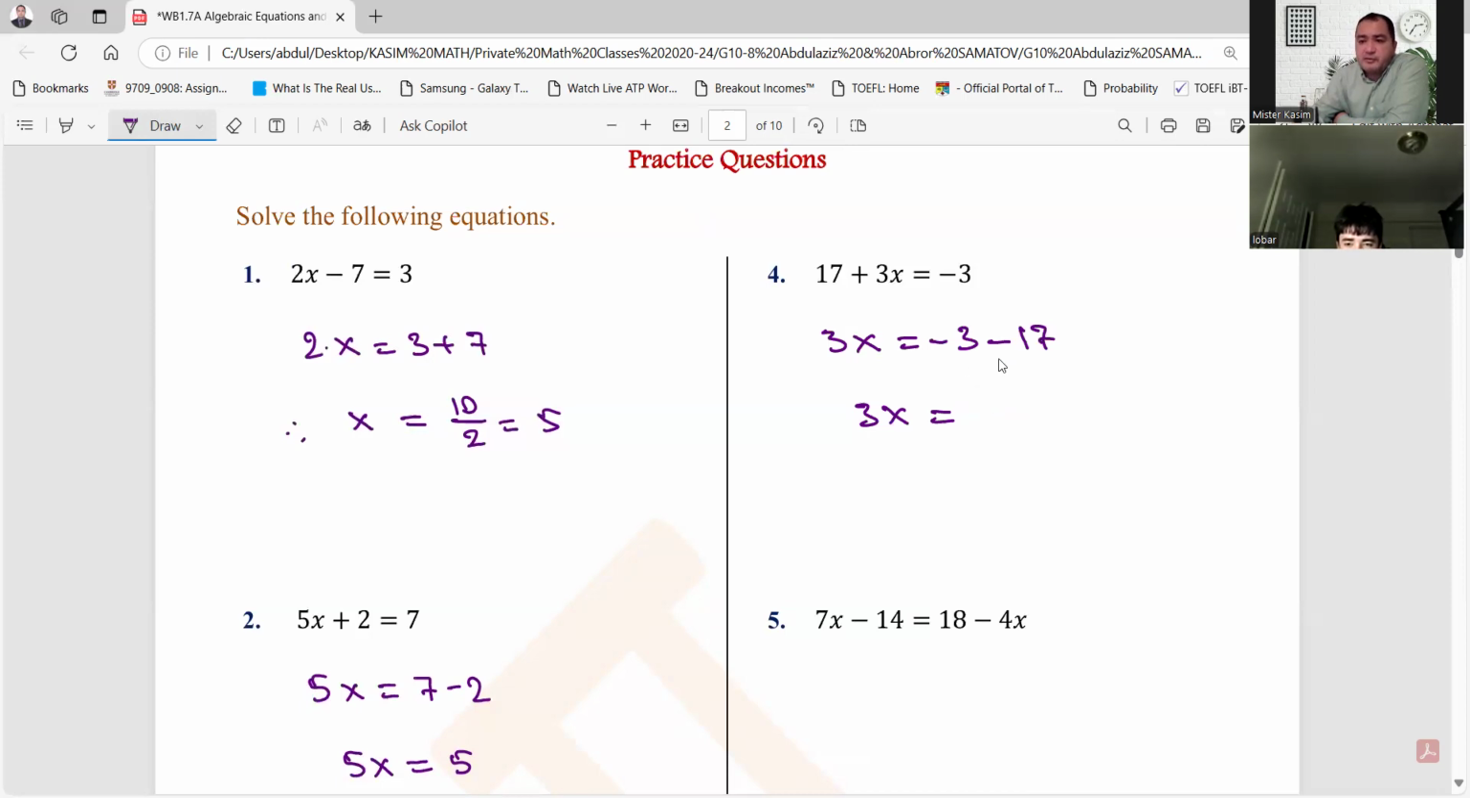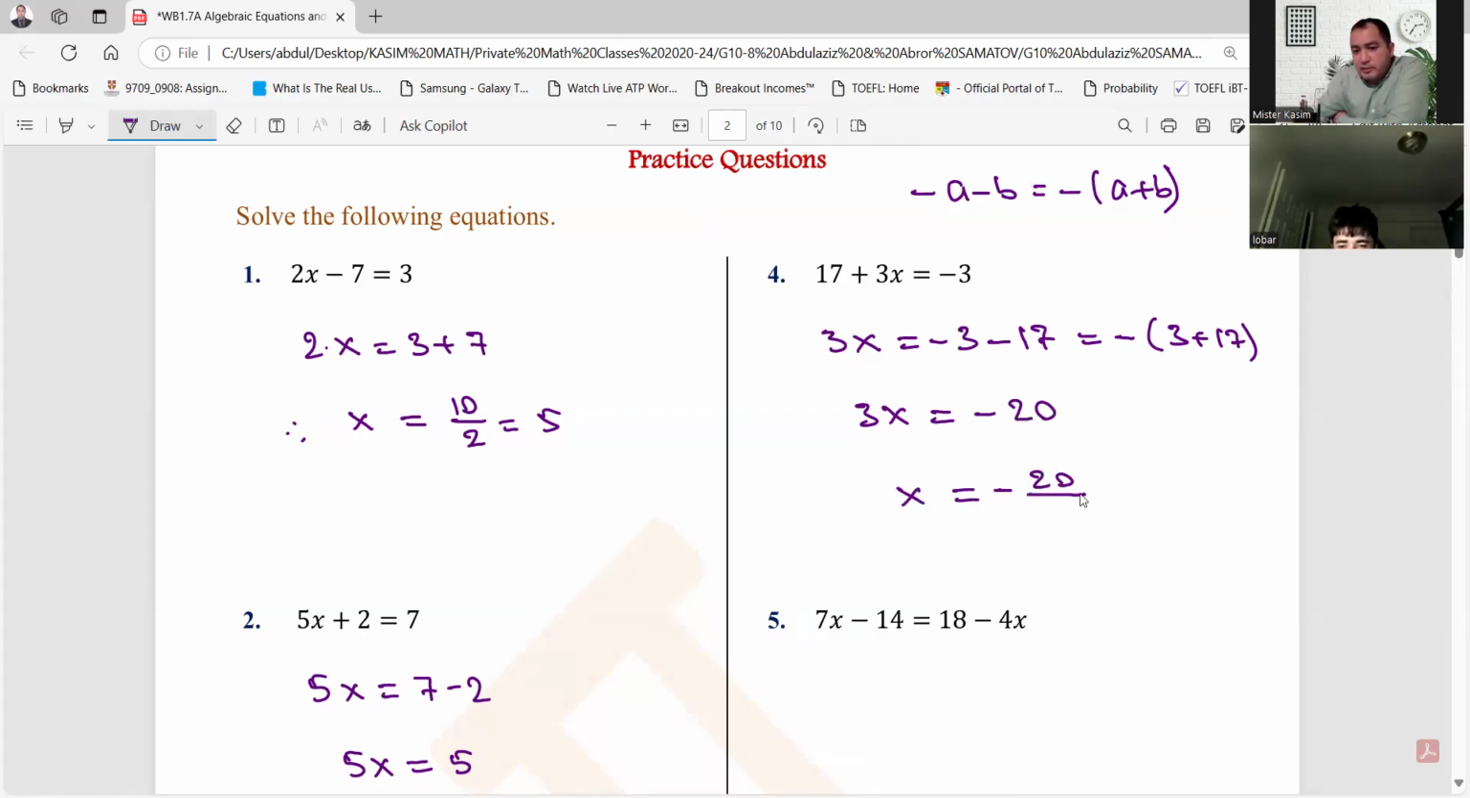Both are negative numbers, right? If you have both negative numbers, minus a minus b, they become more negative; it is negative a minus b. Do you remember? So that's equal to minus 3 minus 17, which is equal to negative 20, right? Now we divide both sides by 3. So the answer is negative 20 divided by 3, or negative 6 2/3. Okay, next, question 5.